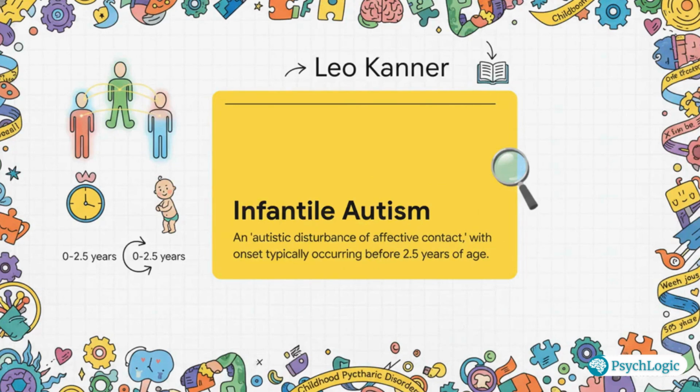The textbook points to infantile autism as the primary example here. At its very core, it's about a profound challenge in making emotional connections, that affective contact with other people. And the signs almost always show up very early in life.